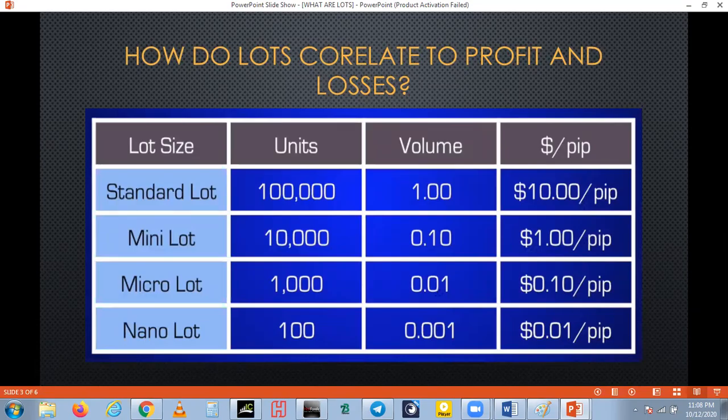So let's get to it. How do lots correlate to profits and losses? We have four kinds of lot sizes: the standard lots, the mini lots, the micro lots, and the nano lots.